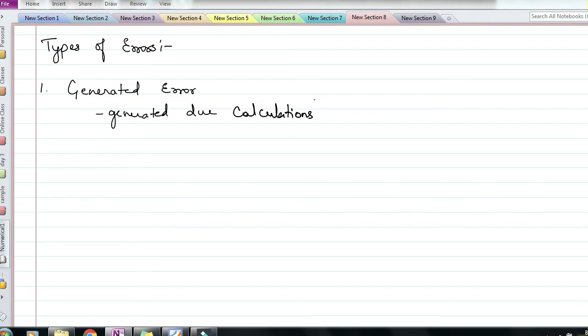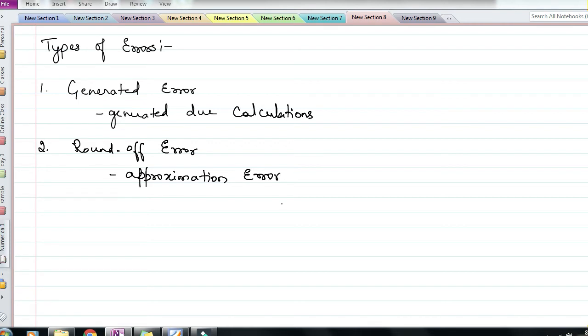And suppose you do some calculations like I showed you before. You add two numbers or you multiply two numbers, and then again you are limiting the number of digits that you take due to storage limitations. So that is generated due to input or calculations. This is a generated error. Next is round off errors. Round off errors occur due to approximation. You know this. So this is an approximation error. That is also called a round off error.